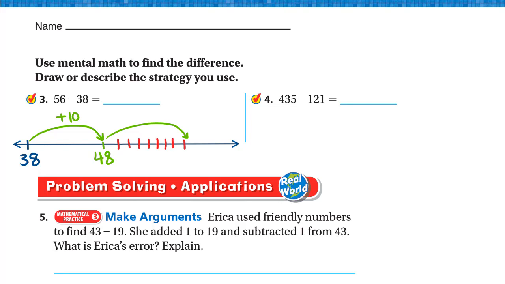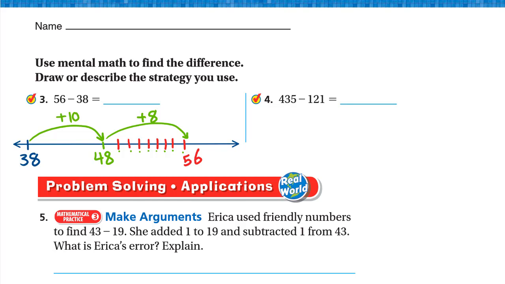Let's count the red dash. 1, 2, 3, 4, 5, 6, 7, 8. So it's a plus 8. And here we reached the 56. So again, what we did here, first, we added 10, so we got 48. Then we can't add one more 10 because we will reach 58. So we will add only 8. So 48 plus 8, we will have the 56.